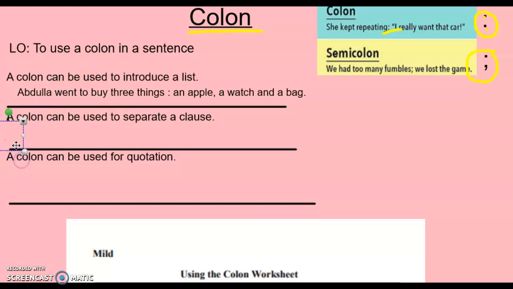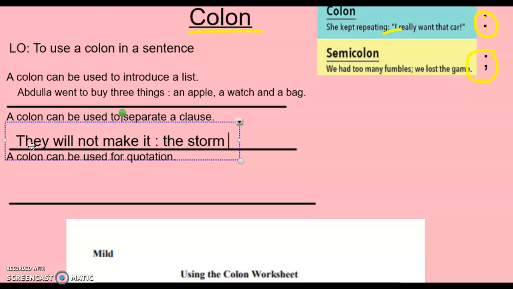Another way a colon can be used is to separate a clause, okay? So remember, a clause is anything that has a subject and a verb. So I'm going to write, they will not make it, because that makes sense by itself. They will not make it. But I need to now introduce an explanation to why they won't make it. And if I'm going to introduce an explanation, I can use a colon. They will not make it: the storm is too strong. Dun, dun, dun, and full stop. Okay, so there I've separated my clauses and I've introduced an explanation to why they won't make it by using a colon.